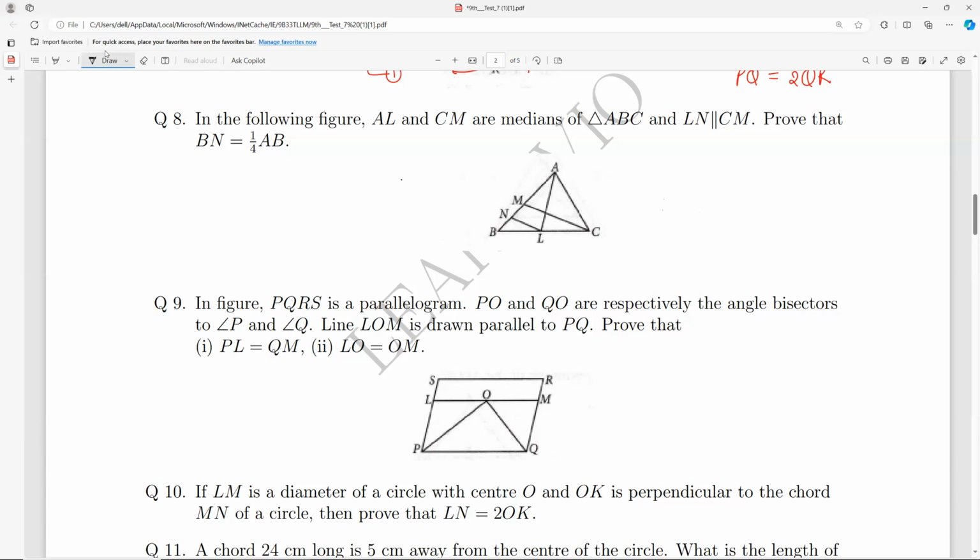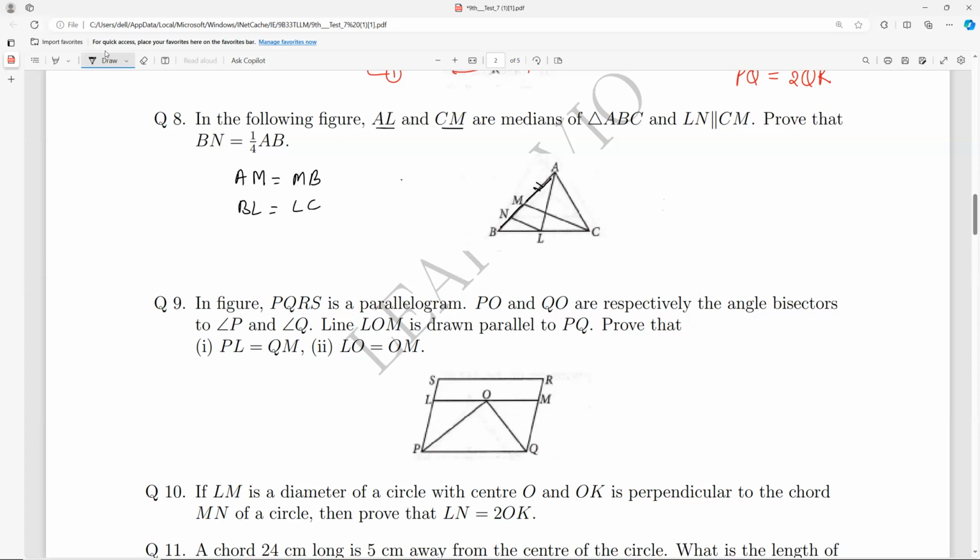So let's discuss. AL and CM are the medians. What are medians? Do you know what medians are? Medians are line segments that divide the opposite sides into two equal halves. So this side is equal to this side. Indirectly, we can simply say that AM is equal to MB and BL is equal to LC.